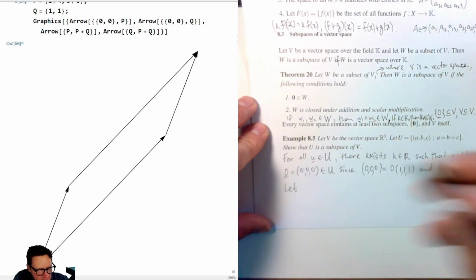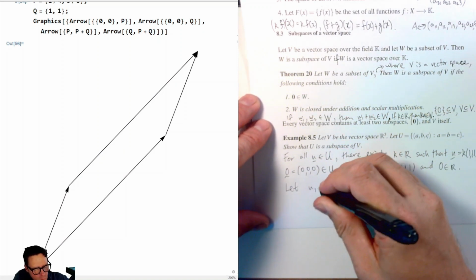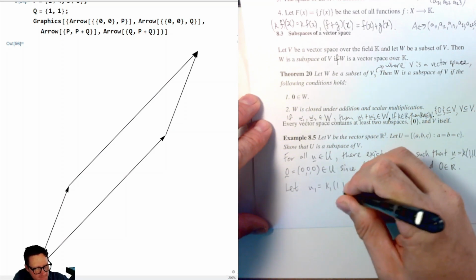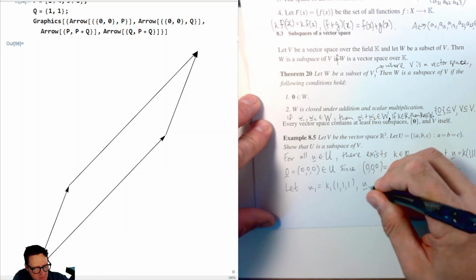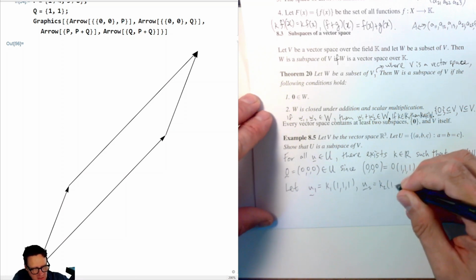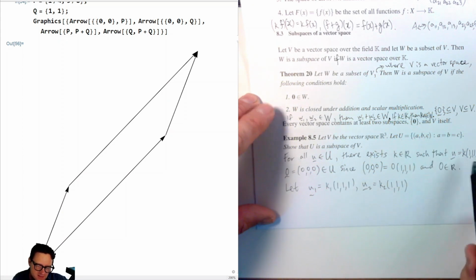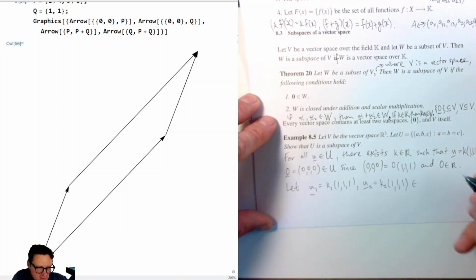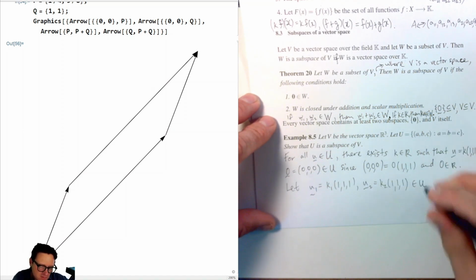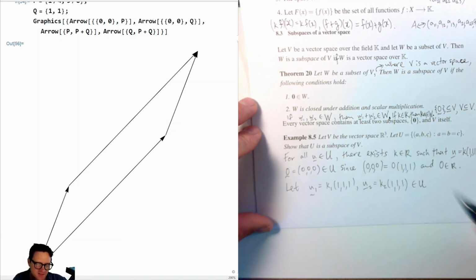So let U1 be equal to K1 times the vector 1, 1, 1, and let U2 be equal to the vector K2 times 1, 1, 1. So we're sure then that they're in this set because they're of this special form. And they are arbitrary, right? They are arbitrary elements of this. We haven't chosen any specific ones. They are arbitrary elements of the set U.